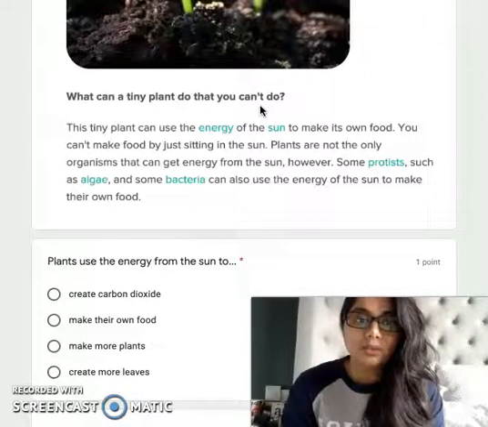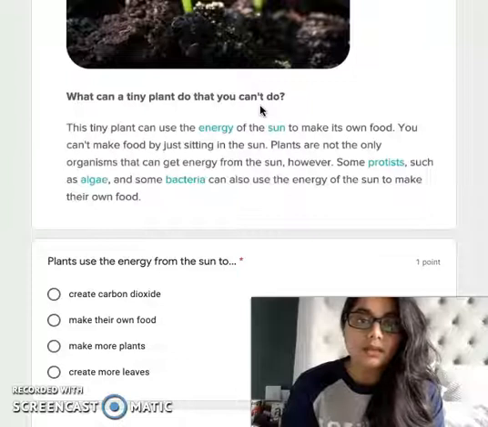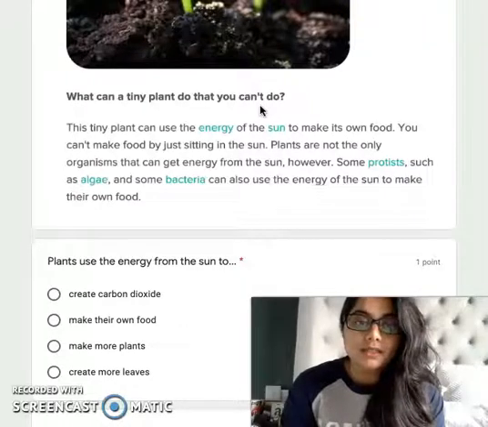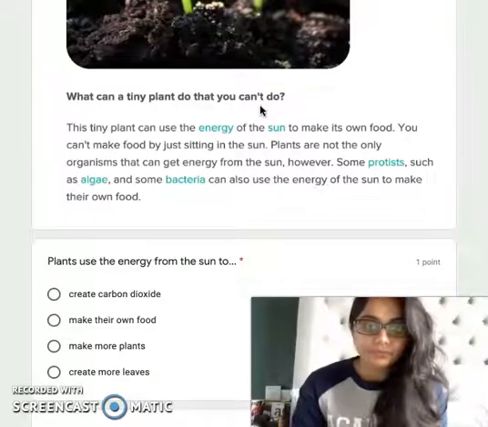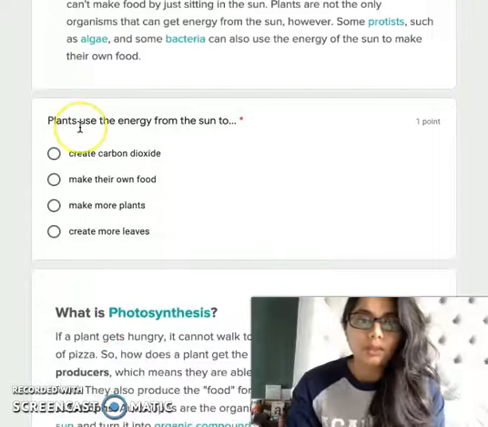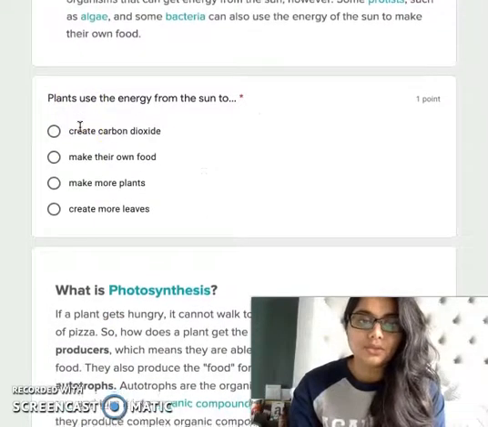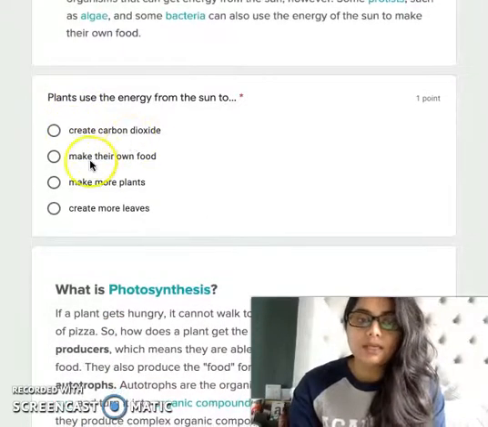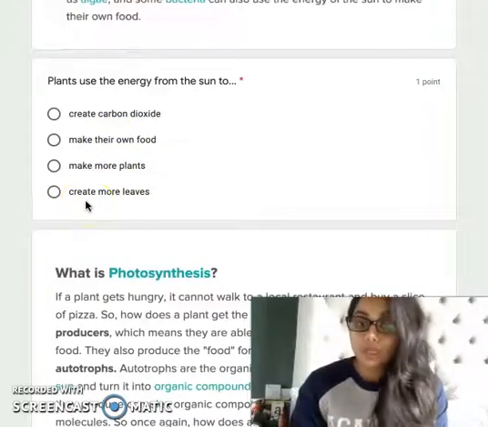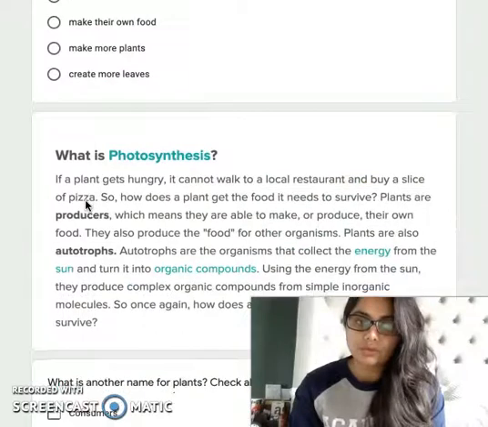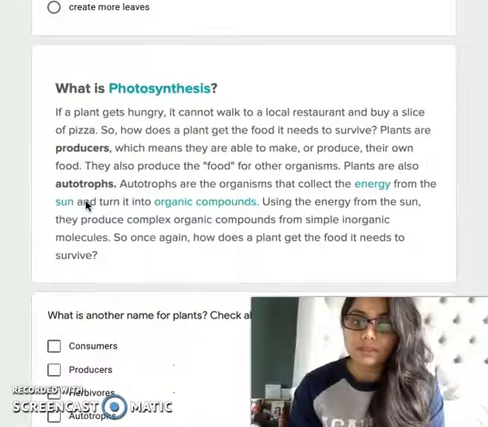Plants are not the only organisms that can get energy from the sun. However, some protists, such as algae and some bacteria, can also use energy of the sun to make their own food. Question number 1. Plants use energy from the sun to: create carbon dioxide, make their own food, make more plants, or create more leaves? Go ahead and answer that question before we move on to what is photosynthesis.